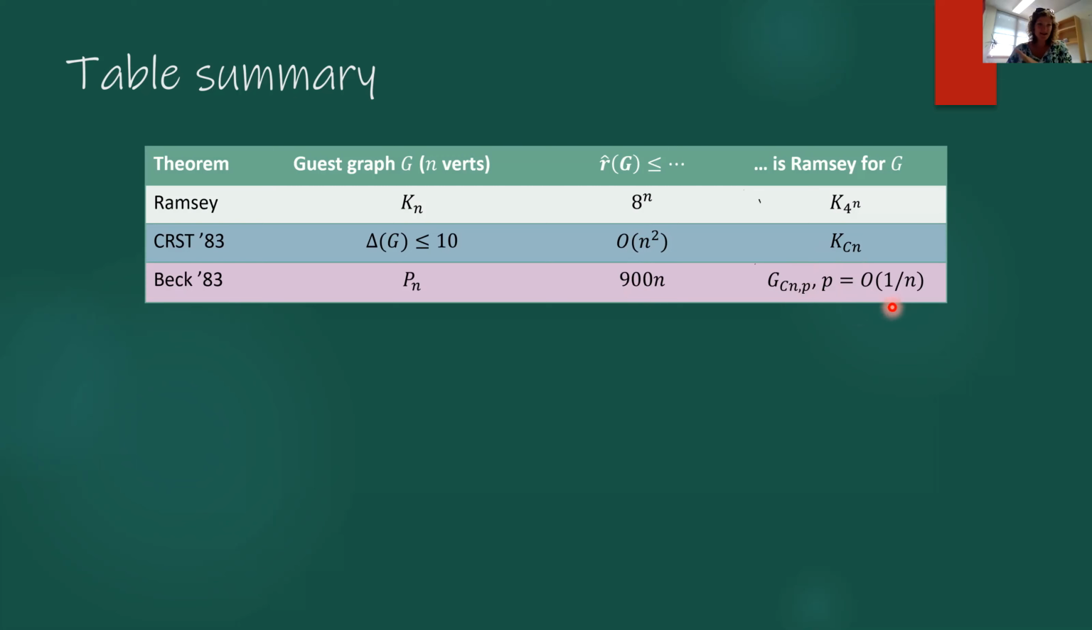And here I'm lying slightly for the picky random graphs people. This doesn't have a priori bounded degree, but you can easily clean it up and get a bounded degree graph. That's just a detail. Okay.